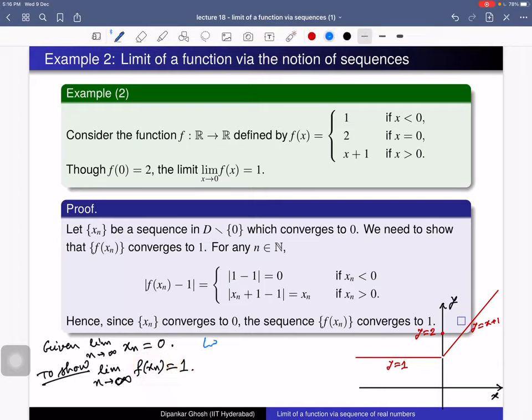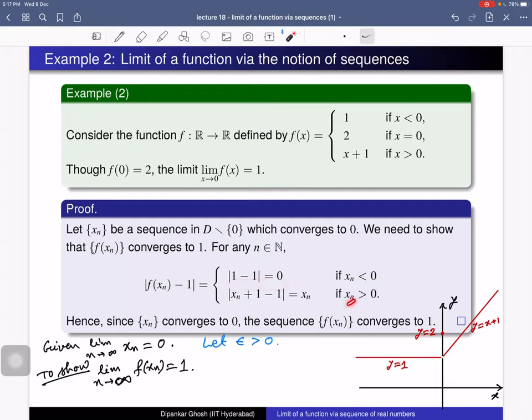So consider epsilon greater than 0, some positive real number, and for this epsilon we want to find a natural number N such that beyond that natural number the distance between the nth term and 1 is less than epsilon. Before that, let's first analyze this absolute value, the distance between this term and 1, that is, absolute value of f of x_n minus 1. If the nth term is negative, then f of x_n is just 1. So in this case it is 1 minus 1, which is 0.